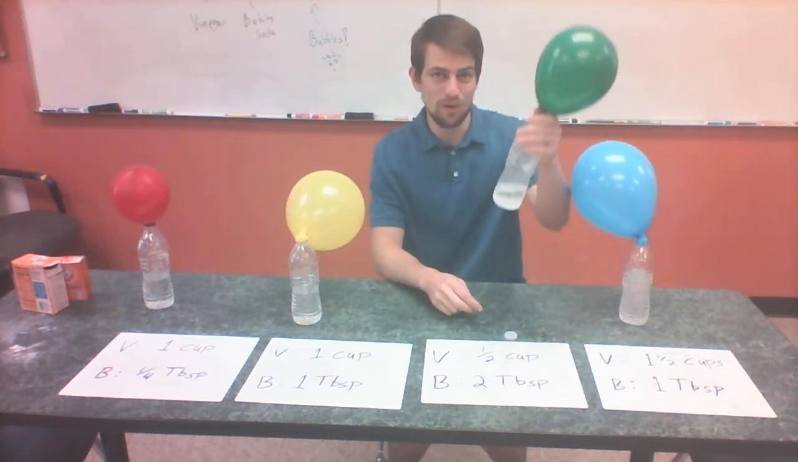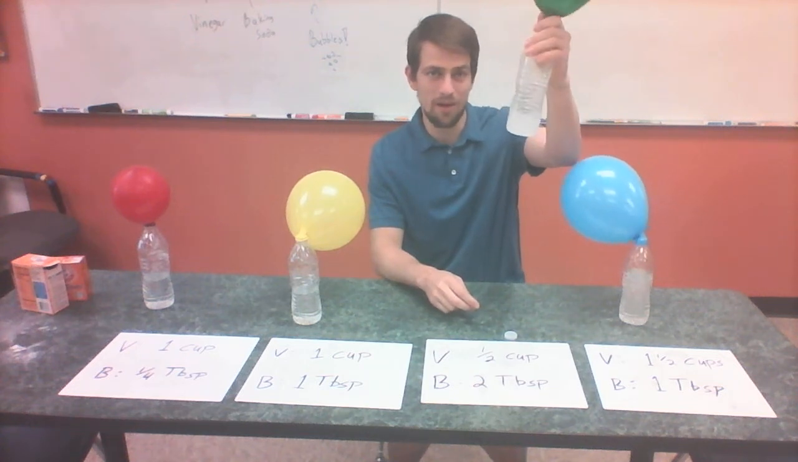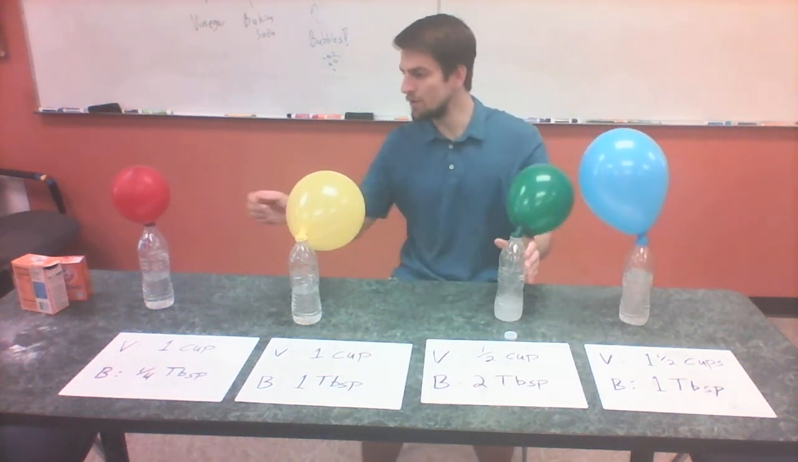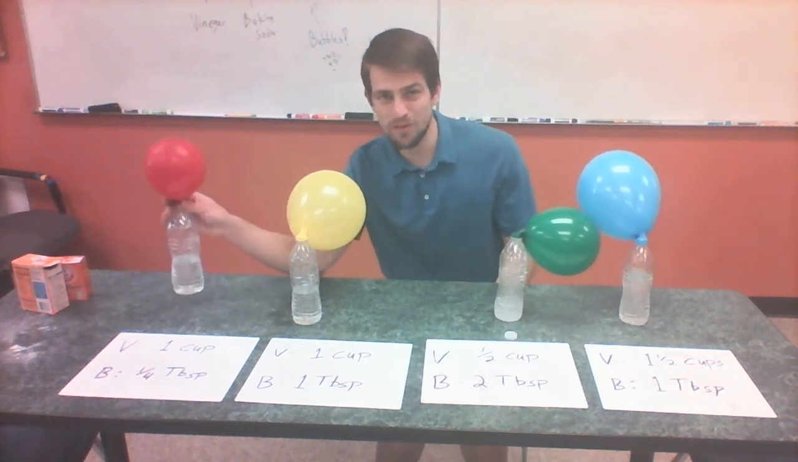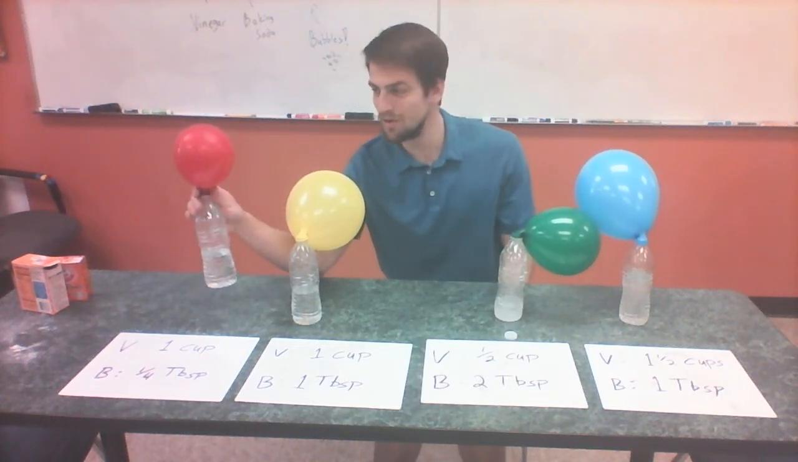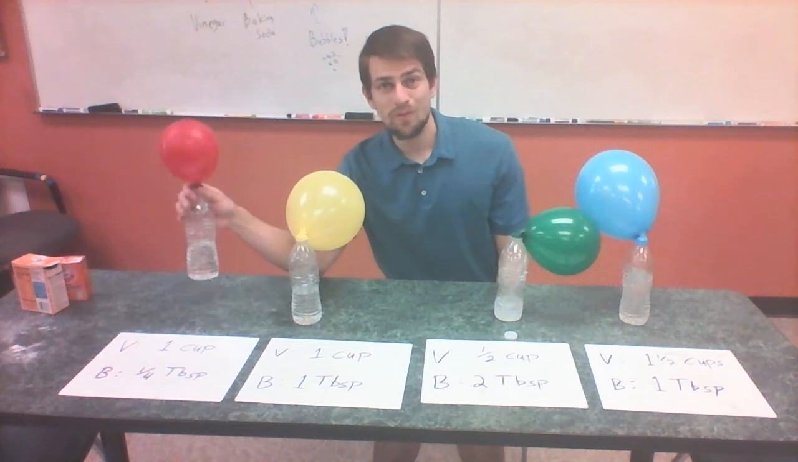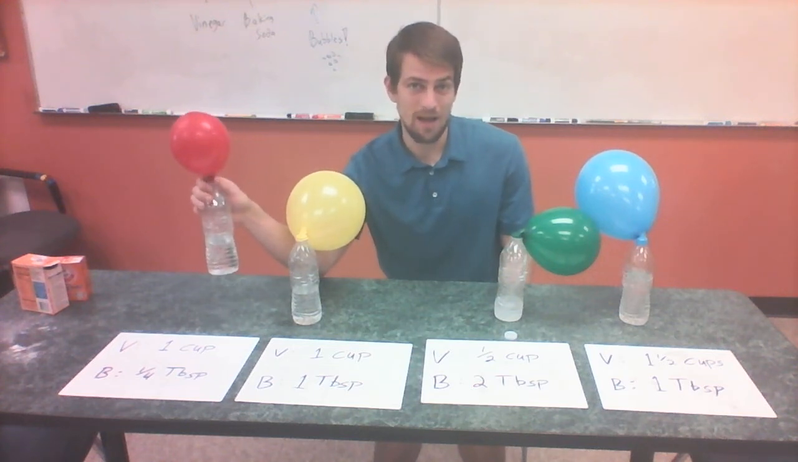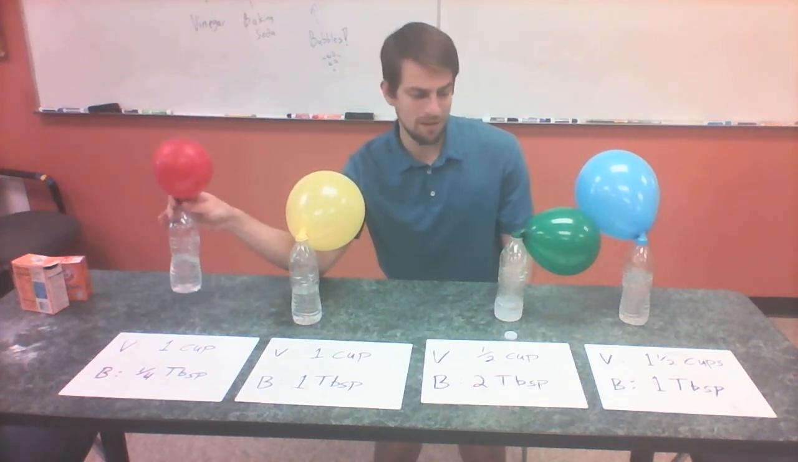When we added more baking soda but less vinegar, we didn't get as much of a reaction because we ran out of vinegar first, and that's why we have the baking soda sitting at the bottom there. And over here, when we only had 1/4 of a tablespoon of baking soda to 1 cup of vinegar, the vinegar could have handled having more baking soda to react with. So this one didn't get very big.